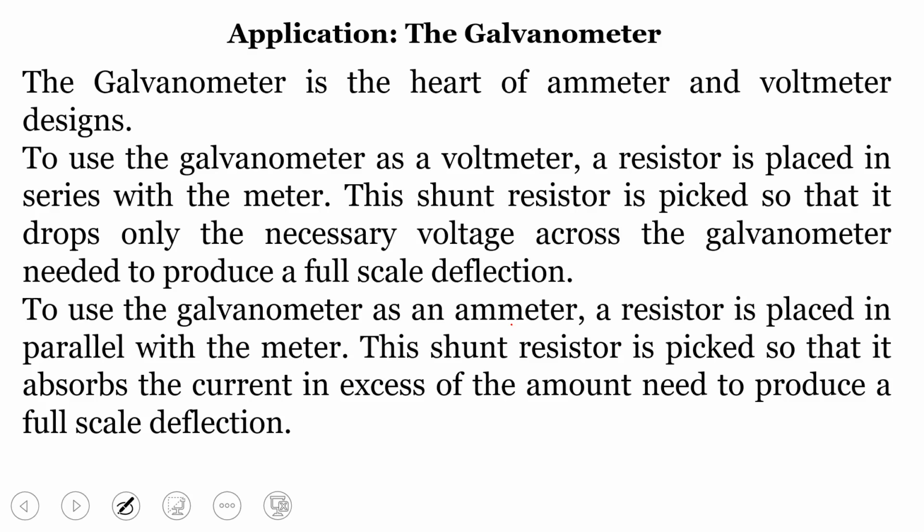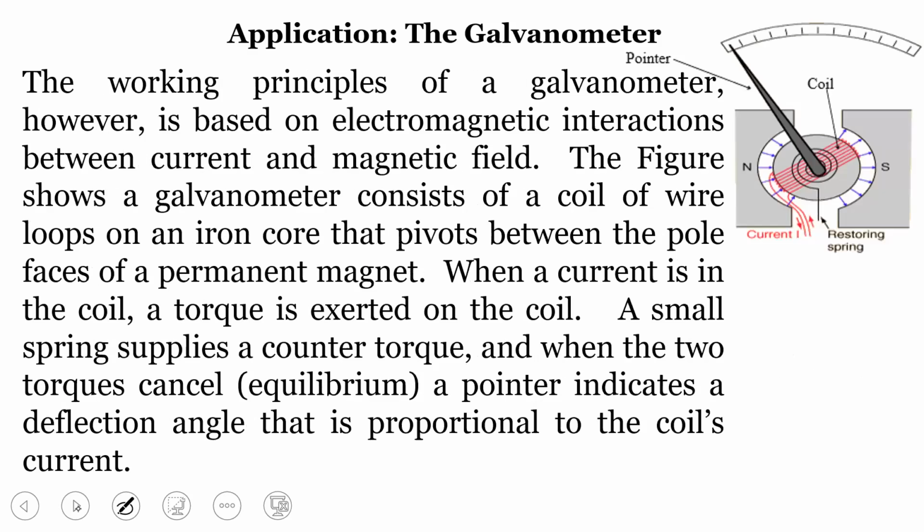The way it works is that we have a coil embedded in between magnetic fields such that when current flows through that coil, there is a deflection which depends on the current that flows through that coil in the galvanometer. So that's the basic principle. The working principle of the galvanometer is based on electromagnetic interactions between current and magnetic field.